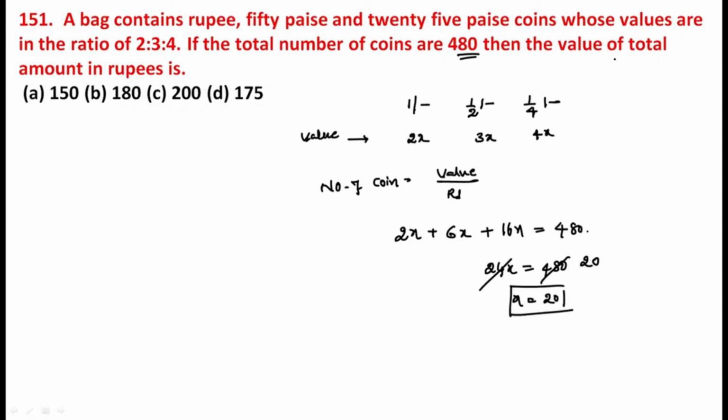Now here the question, you just define the total amount in terms of rupee. See, the total value we need to define. The total value here is 9x. So we already know that x is equal to 20. Now the total value is equal to 180 rupees.